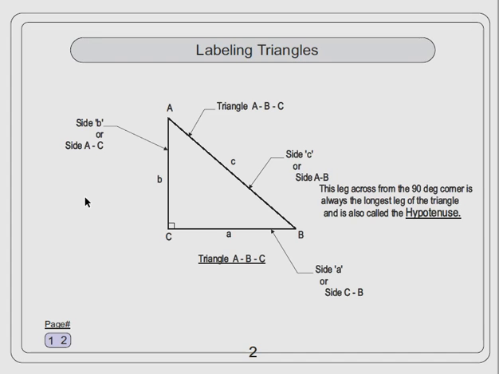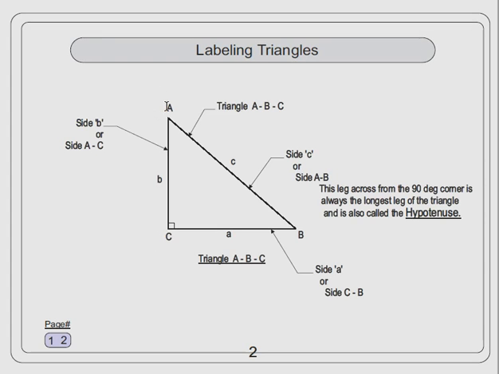This here is an overview of some labeling conventions that are very common in many publications, in math books and so on. And what we have here is this side over here, which is the hypotenuse, labeled as a lowercase c. And then we have a lowercase b over here and a lowercase a down here. And if you notice, across from that lowercase c is an uppercase C, identifying this 90-degree corner here.